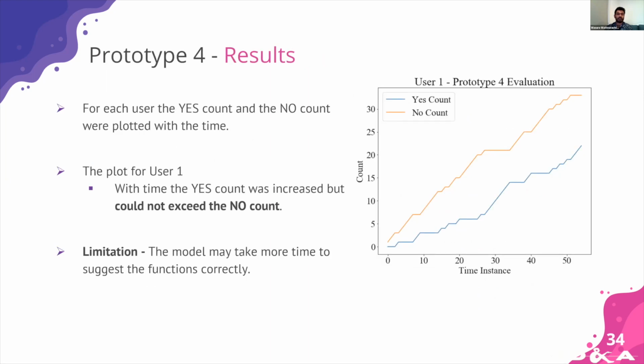We plotted the correct and incorrect suggestions shown by the app here. You can see that with time the yes count increased, but could not exceed the no count. So this means the model may take more time to suggest the functions correctly. This is a limitation of this prototype. Due to that, we decided to move to another prototype.